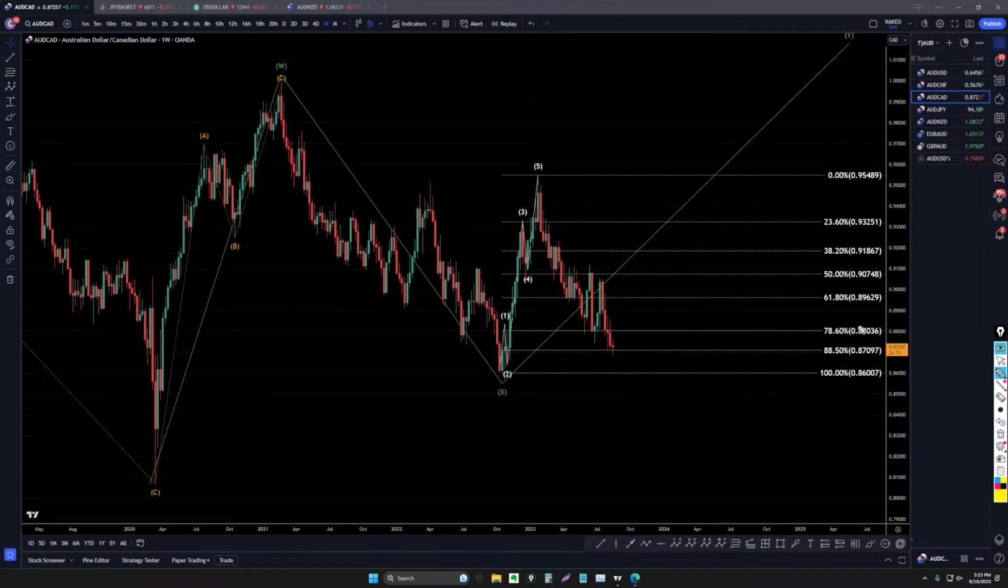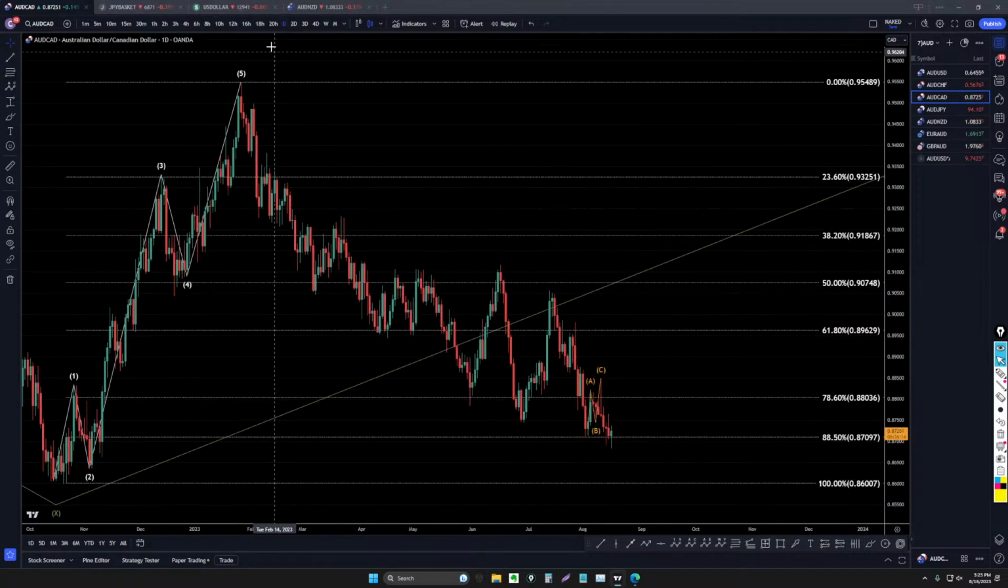I mean, we're past the 78% now, and usually, at least when it comes to Forex pairs, if they go past the 78%, that means that this is not a correction and that it will go down and take out this low. So I definitely think I would be looking for shorts on this one too.